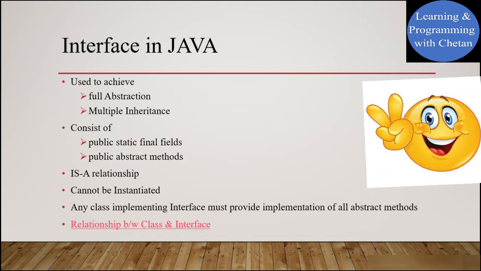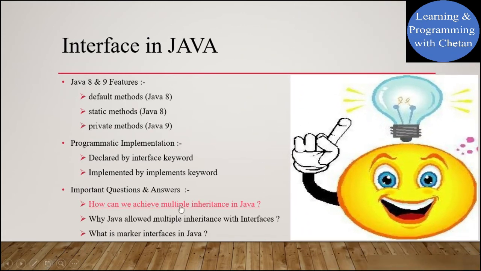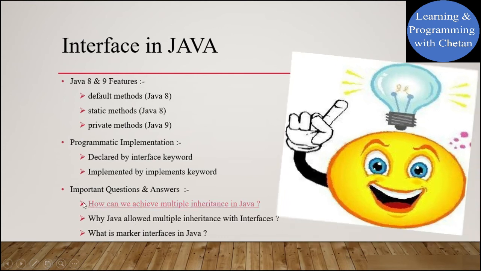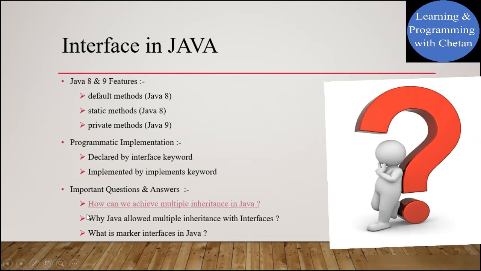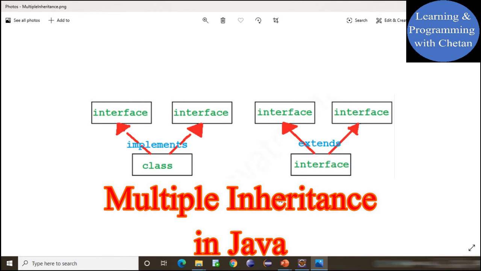So friends, I hope that you are able to understand all the features related to interfaces in Java programming language. Now let us discuss some of the important questions and answers related to interfaces. So our first question is, how can we achieve multiple inheritance in Java? So friends, this we have already discussed, that we can achieve multiple inheritance in Java by using interfaces.